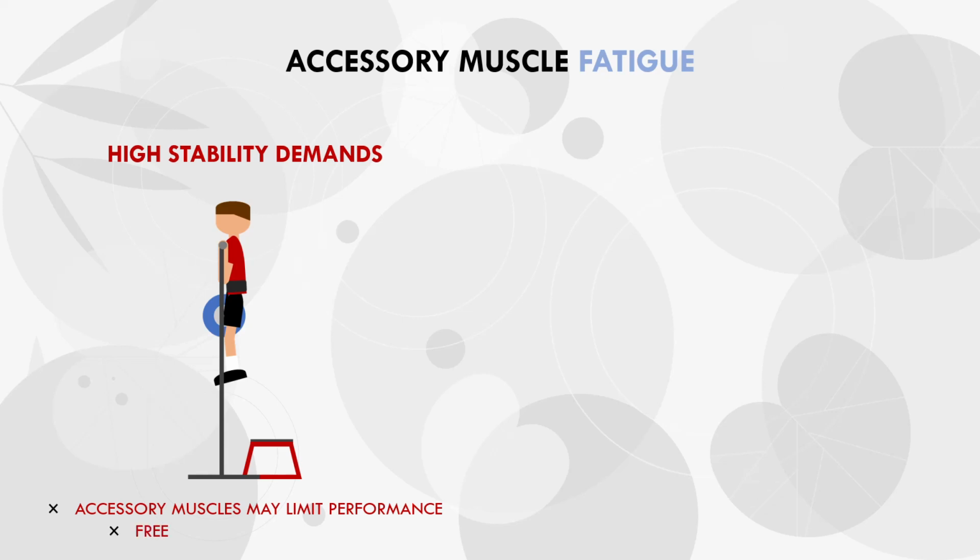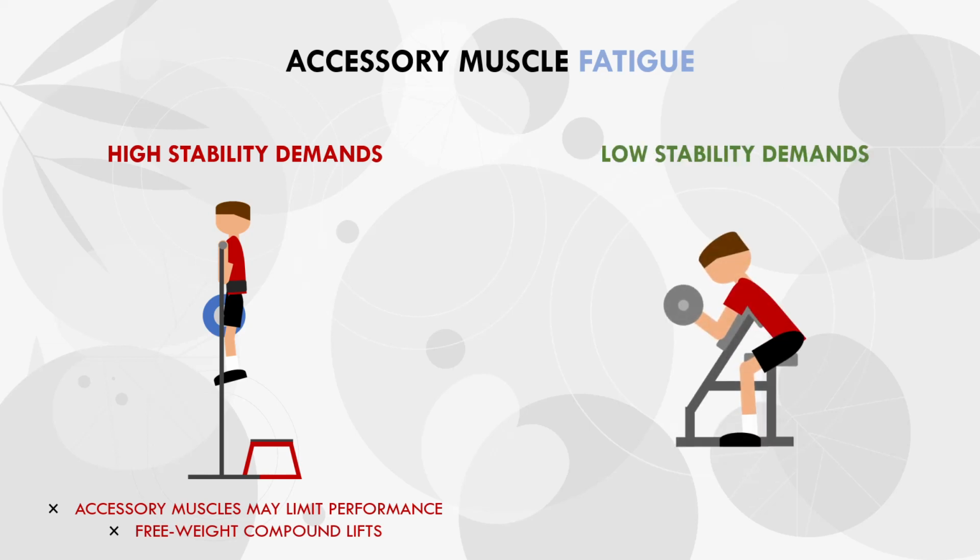Once again, compound lifts with high stability demands are going to be less suitable to be implemented with superset style training. On the other hand, exercises which involve fewer accessory and stabilizer muscles may be more suitable to use with supersets. This is because they won't be fatigued for the following exercise and therefore won't limit performance before the target muscle. Once again, isolation lifts with low stability demands are going to be more suitable to be implemented with superset style training.